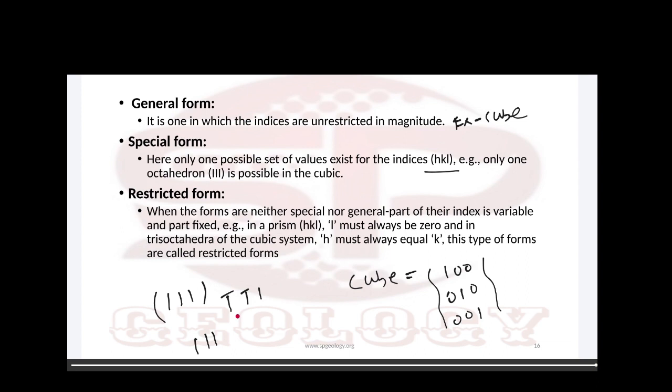Restricted form is partly general, partly special. So it is not completely special, not completely general. Partly special, partly general means partly fixed, partly variable.